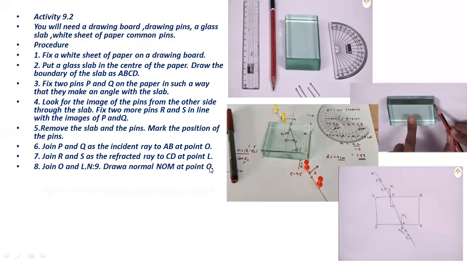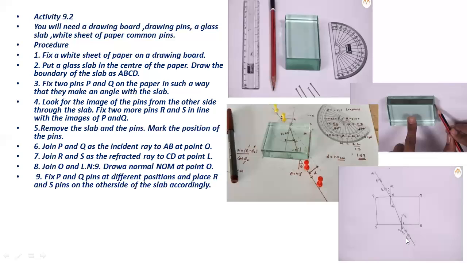Join O and L, and then draw the normal at point O. You have to draw the normal at point O. We can call it NOM, or we can also call the normal at the other side by another name. P, Q, and this is L. So P, Q, L.